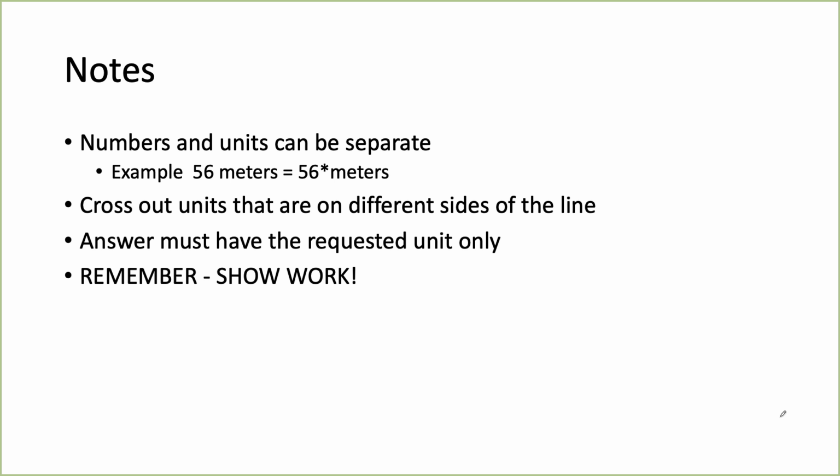Now on this, I want to make sure that the numbers and the units can be separate. We always say add the units. What we actually mean is multiply. So 56 meters is 56 times meters. The unit goes with the numbers. We don't want the numbers naked. They have to have some type of unit because it's telling us what type of measurement we're making. Cross out the units that are on different sides of the line. Answer must be in the requested unit only. And we've got to remember you always need to show your work. And we're going to have a problem set later to help you with this.